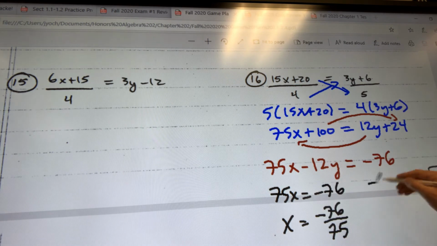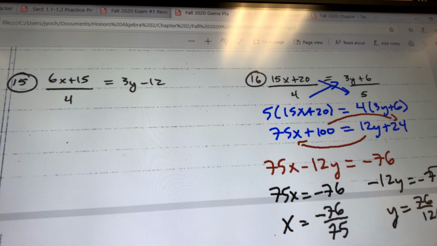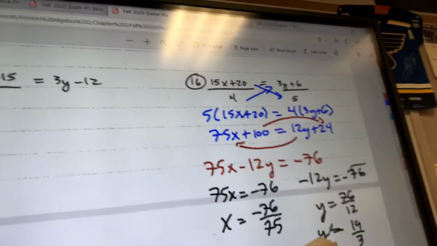Cover-up method, negative 12y is equal to a negative 76. Y is 76 over 12. Divide them both by 4. 19 over 3 is the y-intercept.